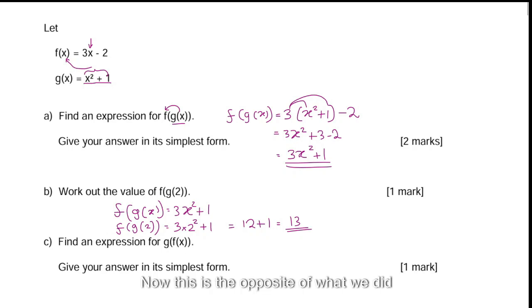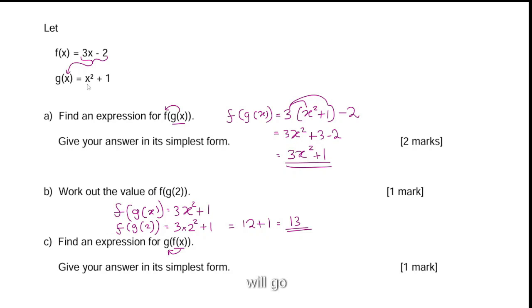Now, this is the opposite of what we did earlier. So here we are starting with f of x and feed it into g. So I know f of x is 3x take away 2 and I'm going to put it in here. So whatever I put in here will go here. So I get g f of x is equal to 3x minus 2 squared add 1.